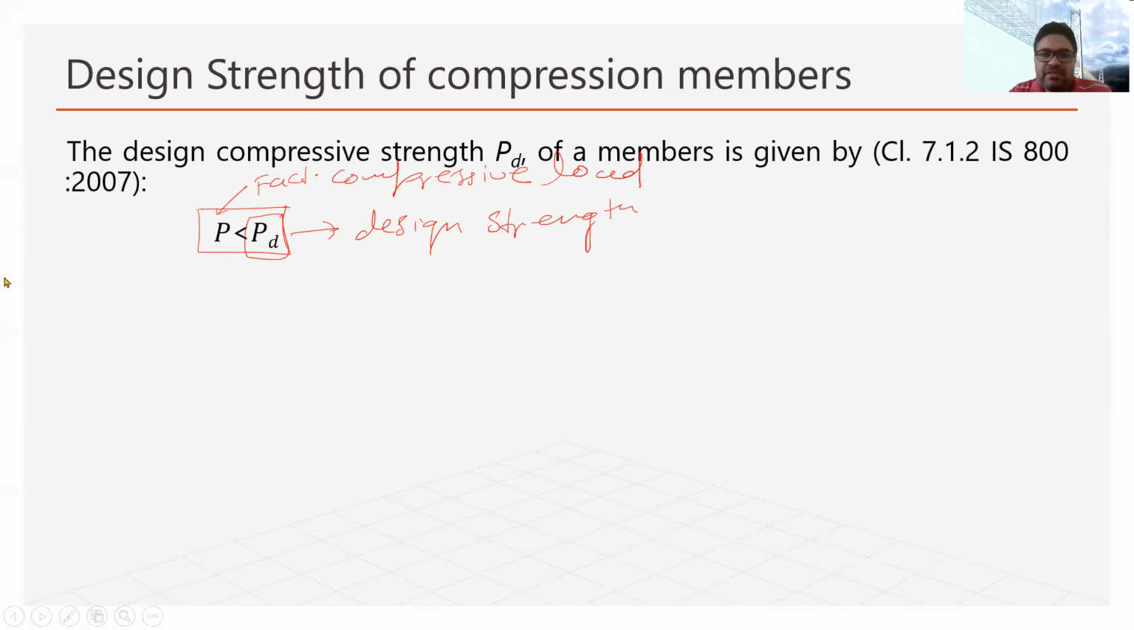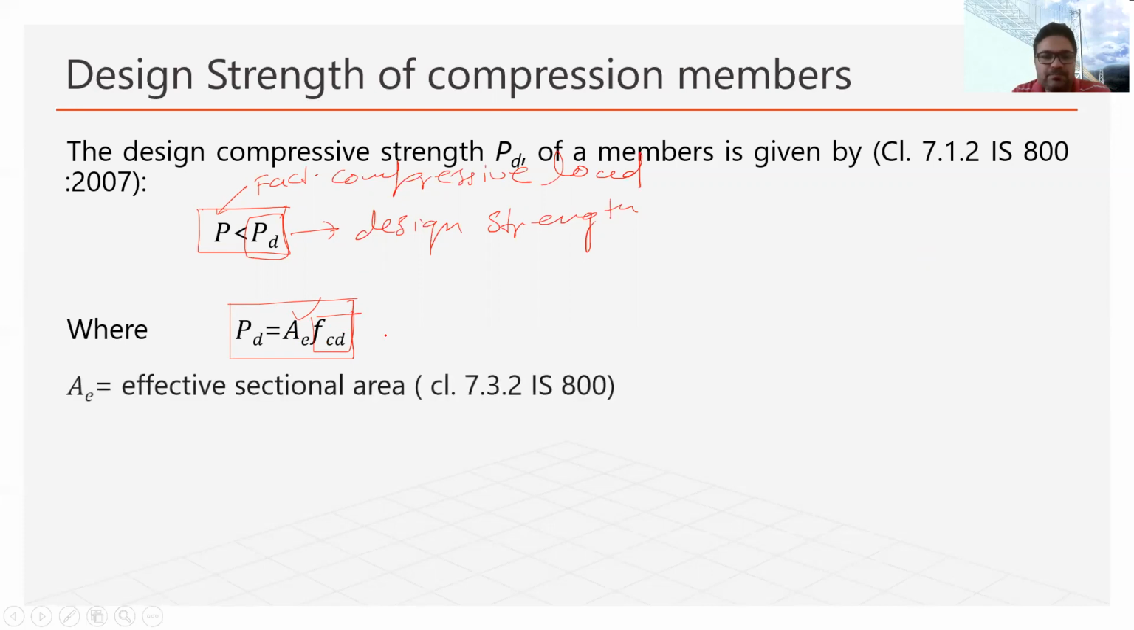Now we will see how we find out PD. PD is basically the product of AE into FCD. AE is the effective cross-sectional area of the compression member, and FCD is the compressive stress. We will see more about how we find out FCD. AE is the effective sectional area. If you go to this clause, all these formulas are given in the IS code.